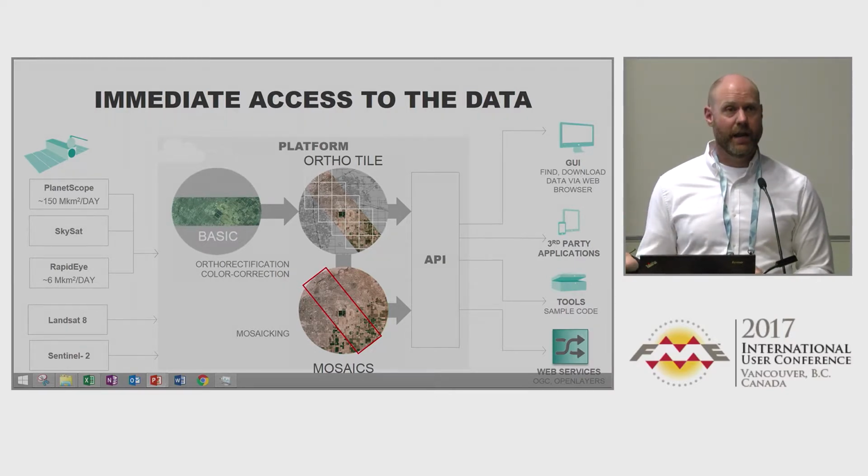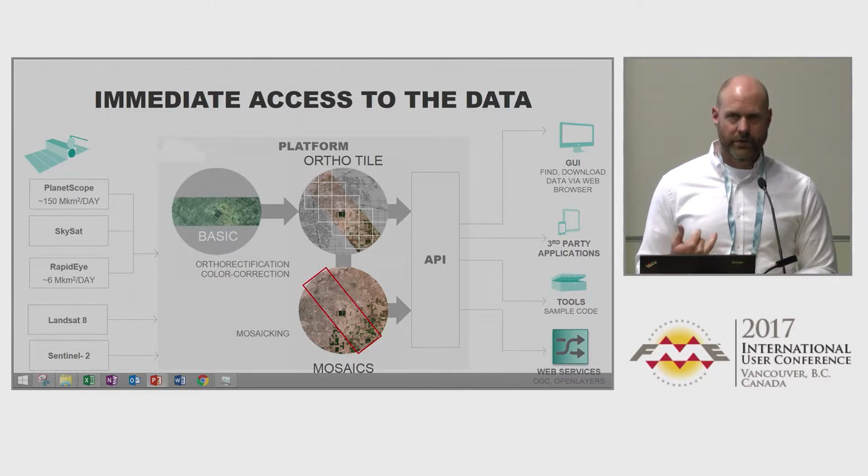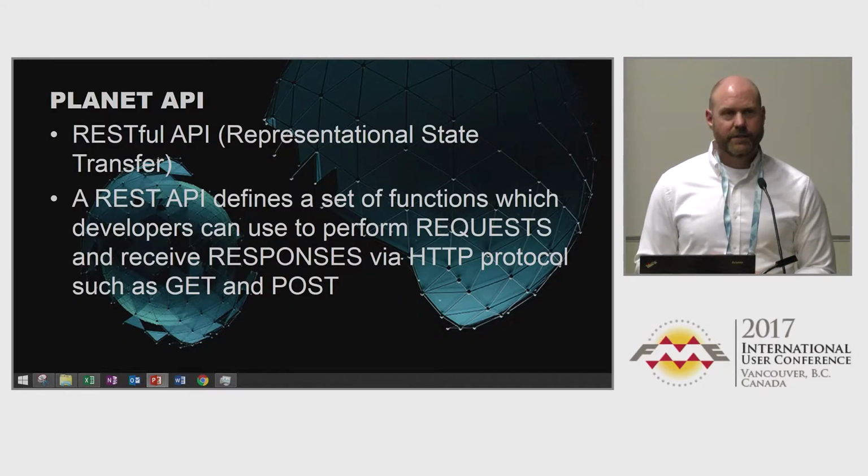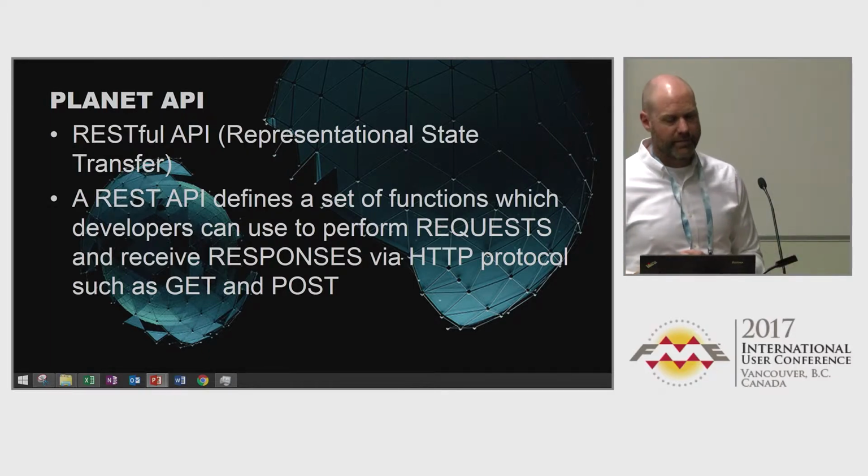So at the end of the day, you're getting geospatially ortho-rectified data within 10 meters error, and available to you through the GUI. You can download easily right through the application or through the API, and I'm going to talk a little bit more about the API in the following steps, or through our web services, whether it's OGC or OpenLayers. So the Planet API is a RESTful API.